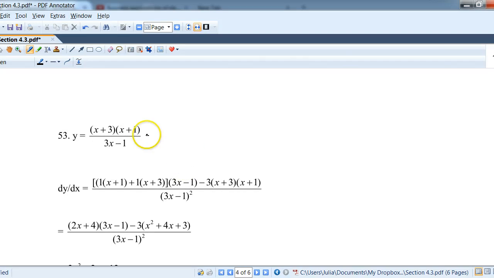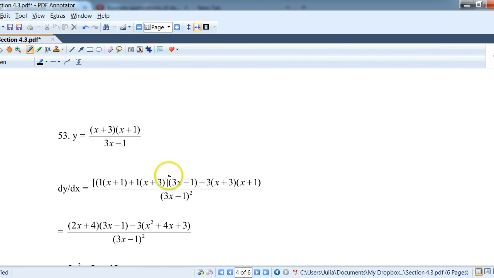And here's one. I think this one is another one that simplifies. Here's a product over quotient. Now we could have used FOIL and multiplied it out. I believe I didn't. I actually used the product rule to find the derivative of the top, which is easy enough if you think about it. We'll get 1 for the derivative of the first, times the original second one, x plus 1, plus derivative of x plus 1 is 1 times x plus 3, times the original bottom 3x minus 1.